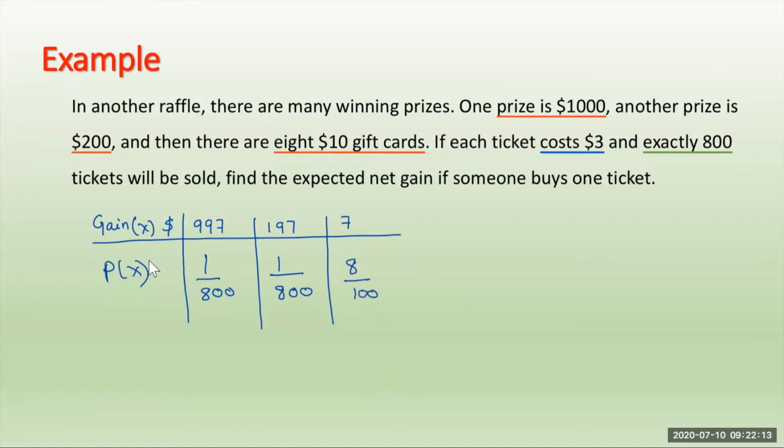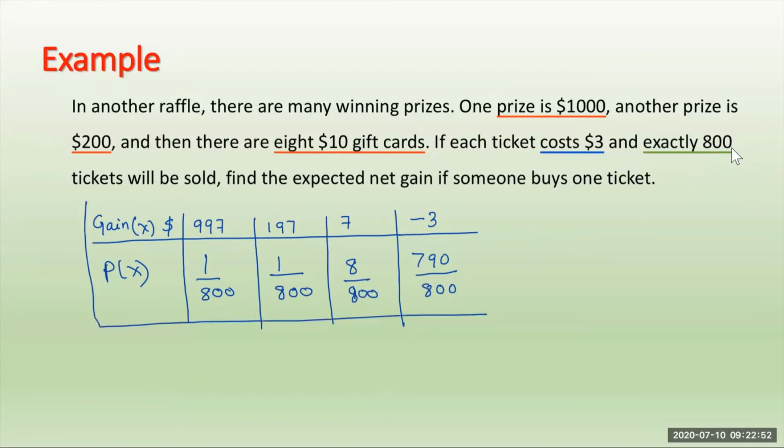These are just the gains. But everybody else will lose $3, so minus 3. And you can see here we have 8 plus 1, 9 plus 1, 10. 10 tickets are given the prizes out of 800. So the remaining tickets, that is 790, will gain nothing. They will lose, 790 over 800. So that is the probability distribution. We constructed the probability distribution here.